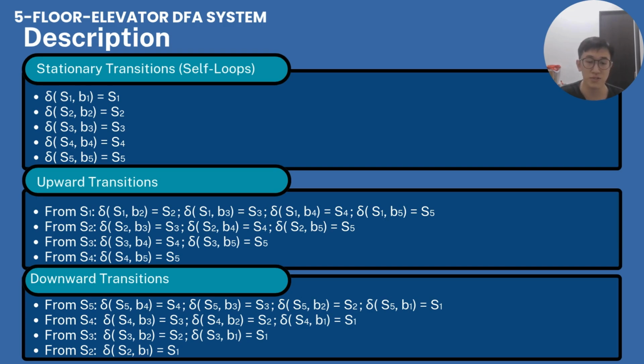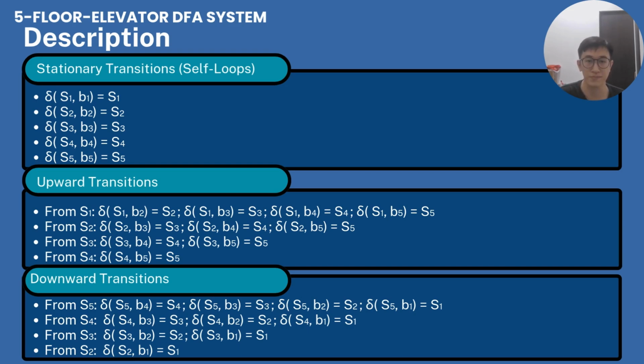For the downward transitions, if we are at the floor S5 and we click on B4, then it will bring us down to floor S4. Then if we are at S4, at floor 4, and we click on button B2, then it will bring us down to S2. Yeah, that's all for the transition function.